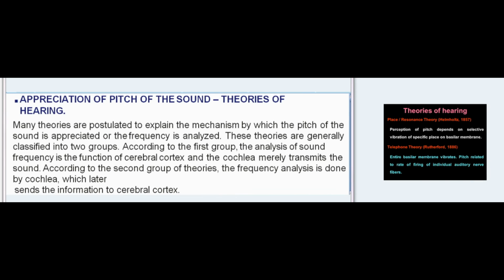Appreciation of pitch of the sound, theories of hearing. Many theories are postulated to explain the mechanism by which the pitch of the sound is appreciated or the frequency is analyzed. These theories are generally classified into two groups. According to the first group, the analysis of sound frequency is the function of cerebral cortex and the cochlea merely transmits the sound. According to the second group of theories, the frequency analysis is done by cochlea, which later sends the information to cerebral cortex.